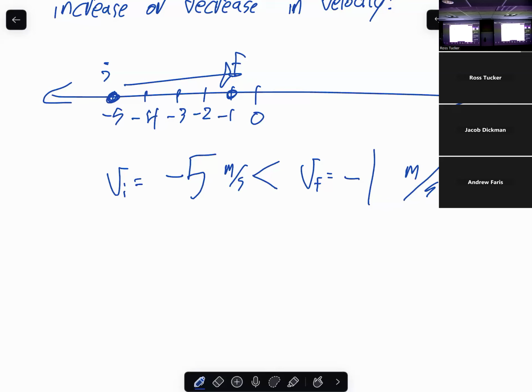So as velocity goes from negative to less negative, that's a slowing speed. I'm getting less intense. My magnitude is decreasing. Nevertheless, when I go from negative to less negative, I'm adding a number to my velocity. Let's do this exact same mathematical comparison when we're talking about displacement versus distance.